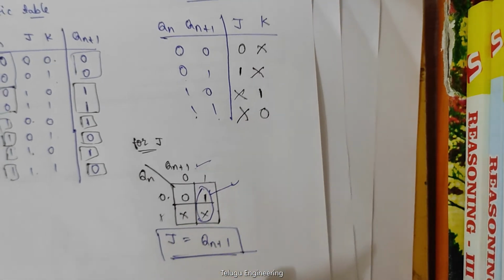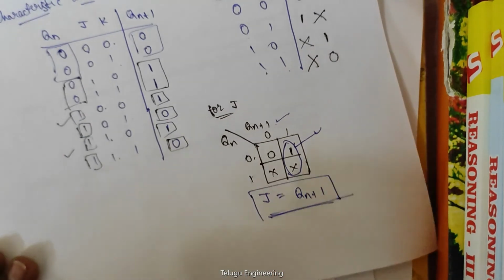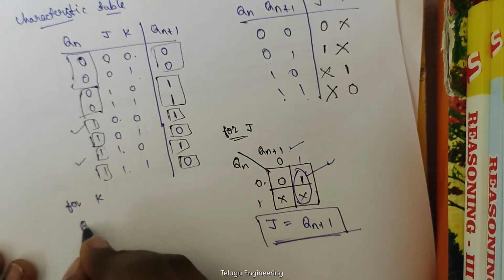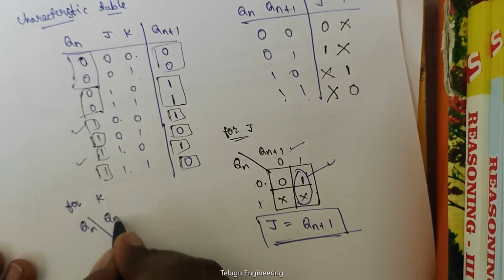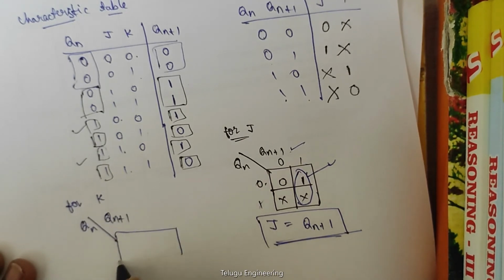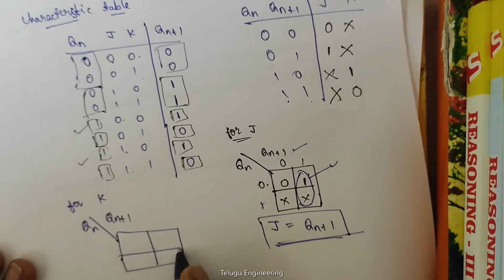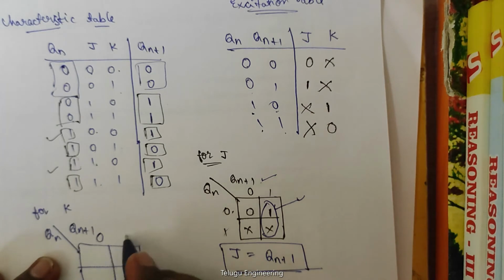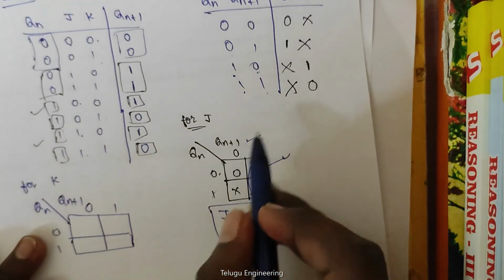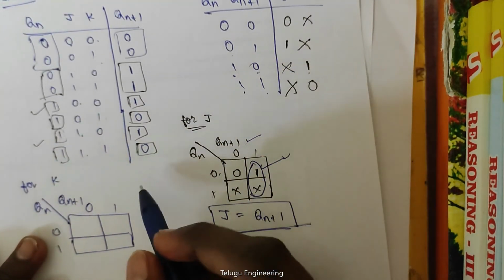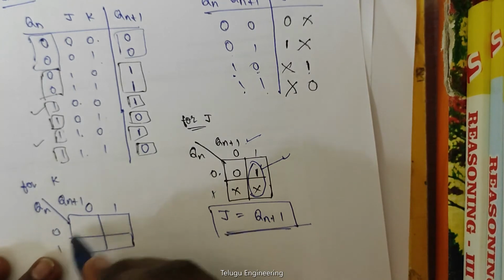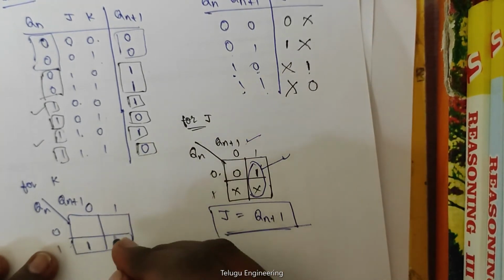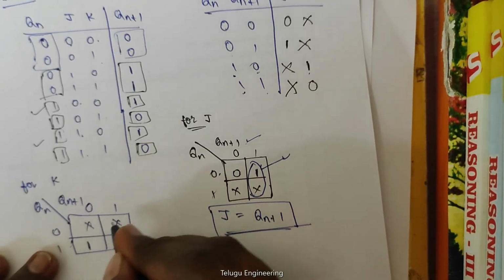Now let's find K. For finding the K value, similarly we take Qn and Qn plus 1, and we'll be finding it in this way. Here, when it's 1 0 it becomes 1, so represent it as 0 1 0 1. When it's 1 0 we get 1, and when it's 1 1 it becomes 0. The remaining will be don't care conditions.